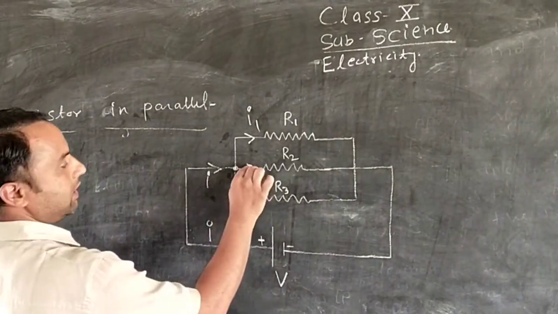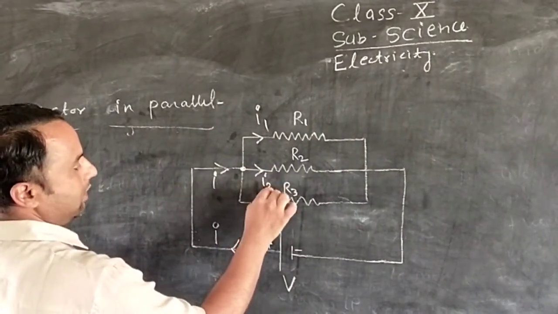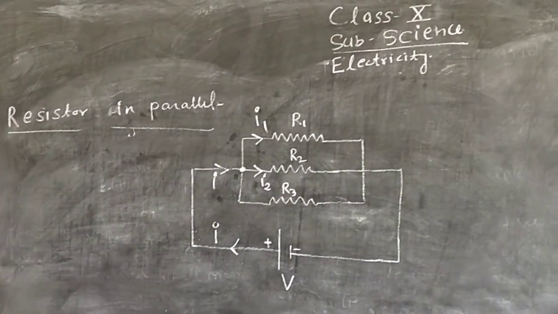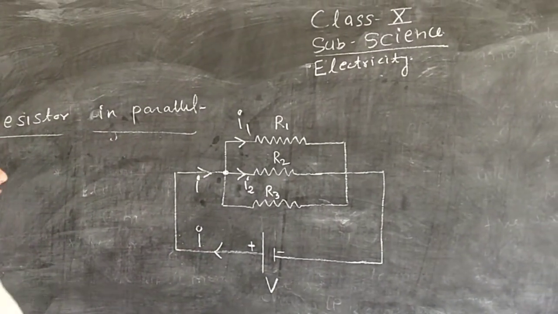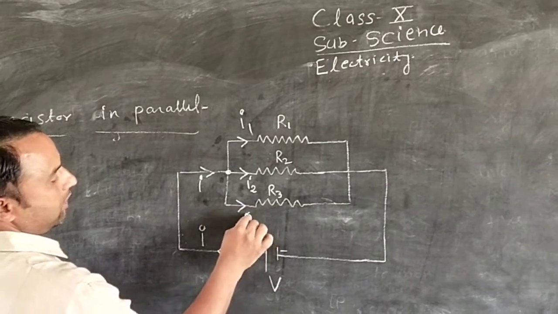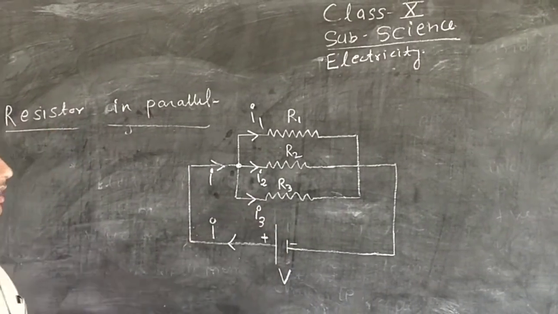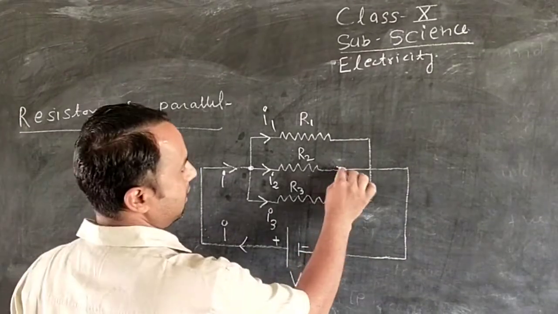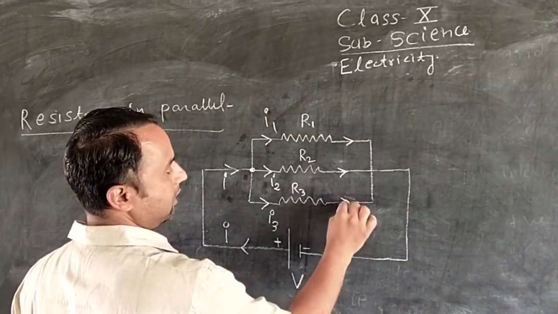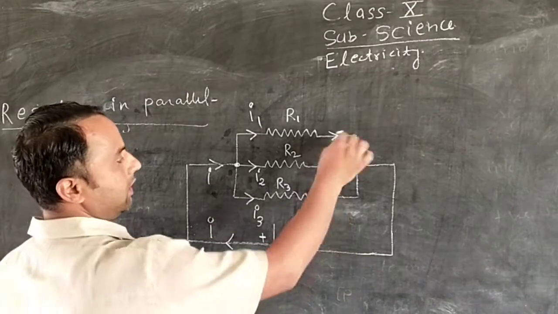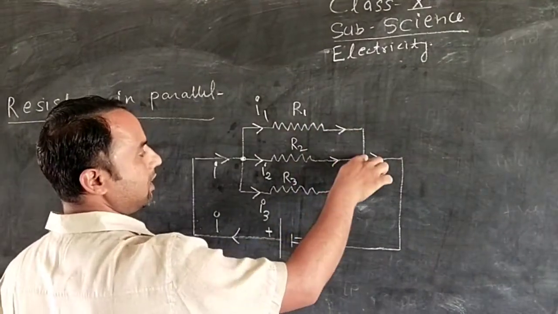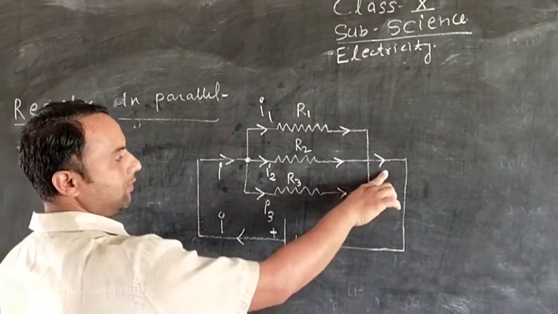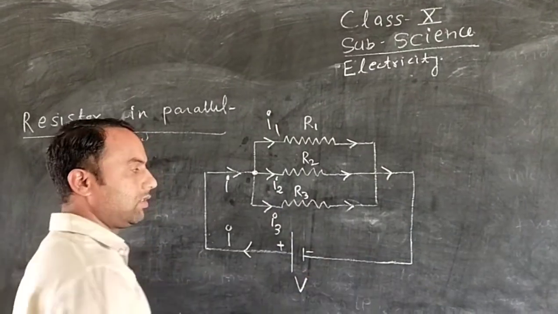The current I2 moves through the R2 resistor, and the current I3 goes through the R3 resistor. And this current is passing here, and this current is passing here, and this current is passing here. Here we see that I1 is coming from here, I2 is coming from here, and I3 is coming from here.